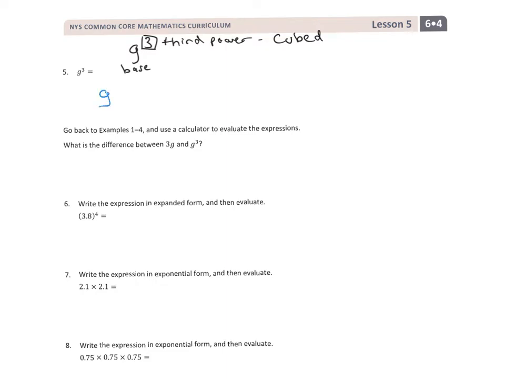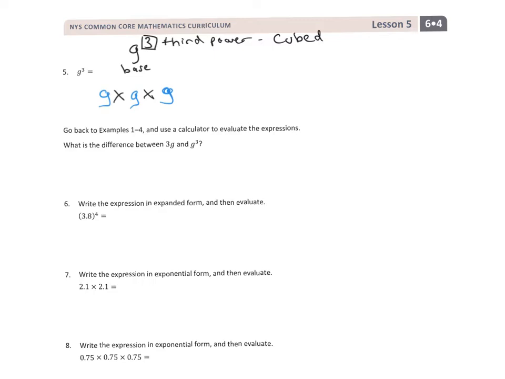g times g times g. That g is not very nice. Okay? So that g to the third power means we're multiplying the g times 3. It doesn't matter that this is not a number.